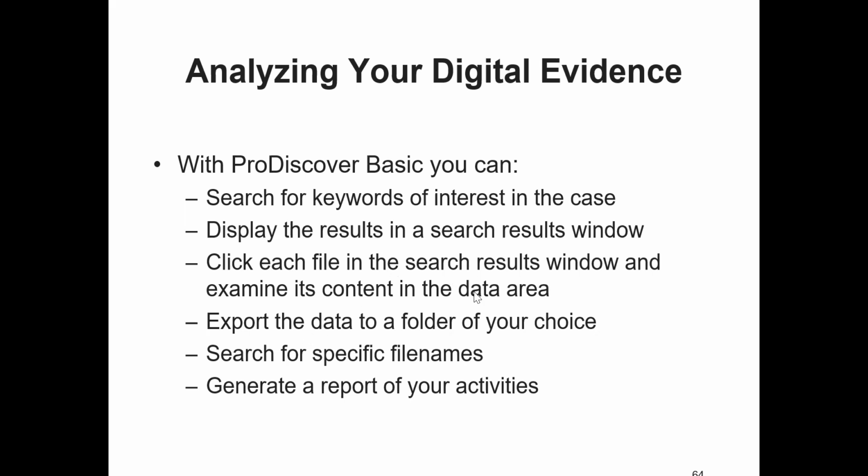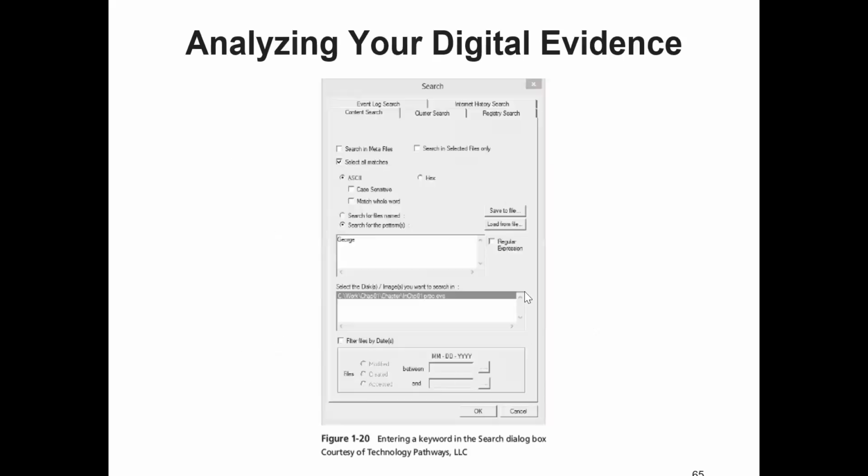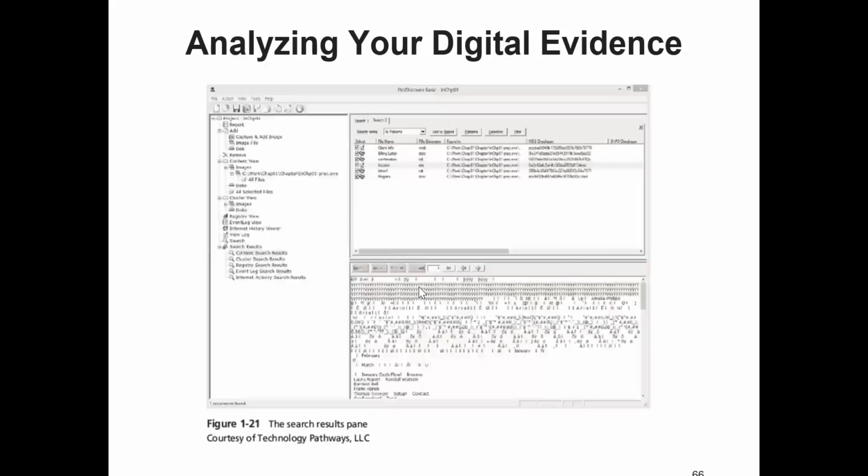After you've picked all this data from your search engine, export the data you need to a folder of your choice and label it. Be very specific for that file name. Generate a report of your activities because we say documentation is very key. This is how you click search. You just go to file and click search. Then you start typing in your keywords. This is how it would appear.